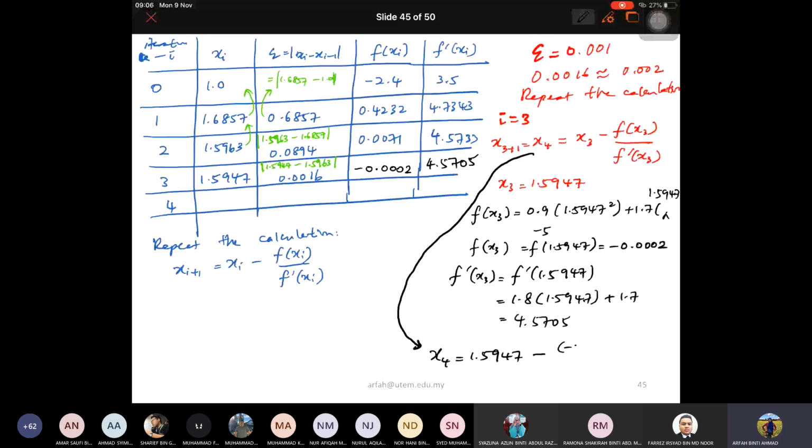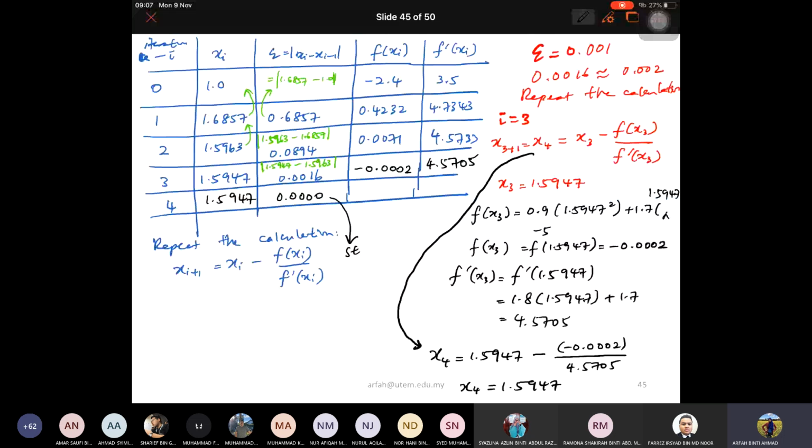So kalau tengok dia dah sama. Tadi MP jawab 1.5948 pun lebih kurang. Sebab titik puluhan ni dah 0.0001. So if you calculate this error, dapat 0.000 error dia. So kita dah boleh stop the calculation. Stop the calculation as error is less than 0.001.